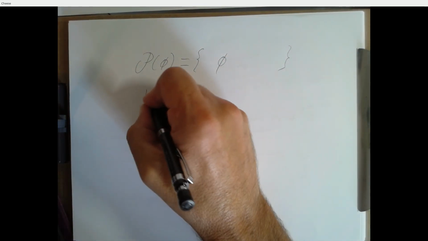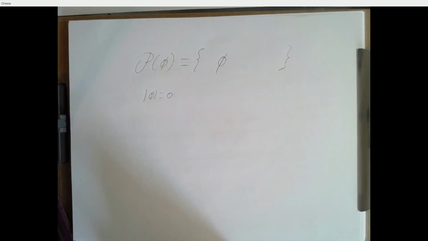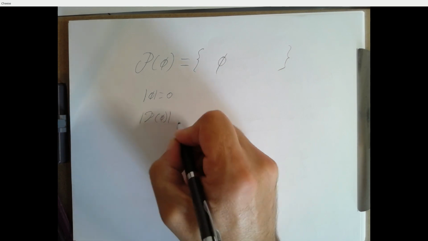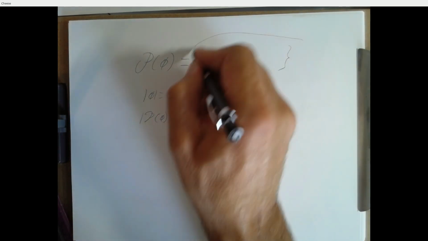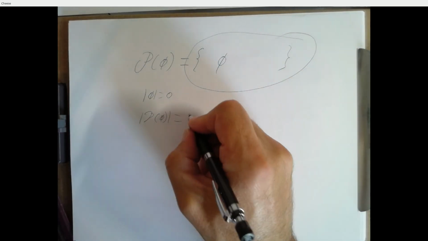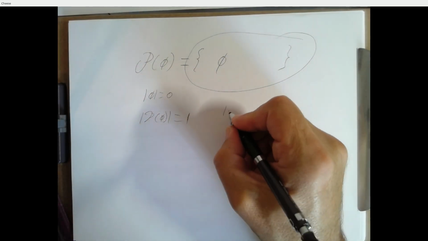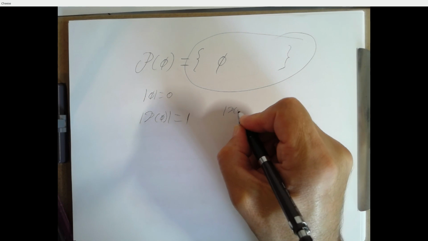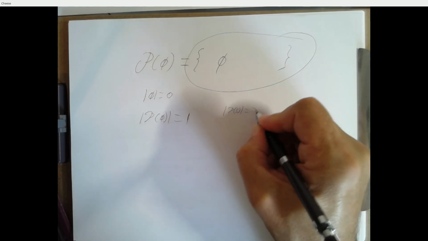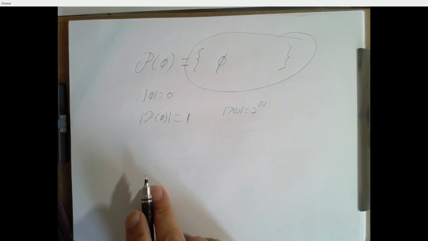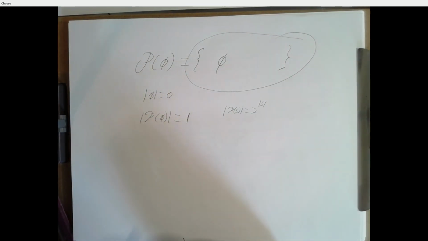Well, the cardinality of the empty set is 0. It has no elements. But what's the cardinality of the power set of the empty set? How many elements are in this set? Exactly 1. This thing right here. So again, the cardinality of the power set is equal to 2 raised to the cardinality of the set. 2 to the 0 is equal to 1. So this formula still holds.